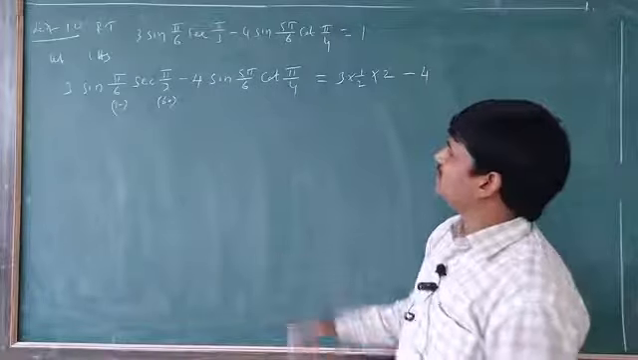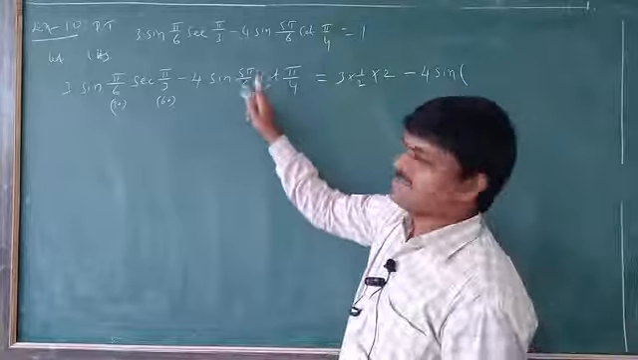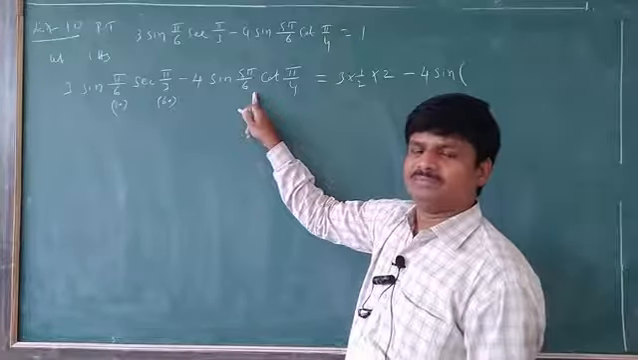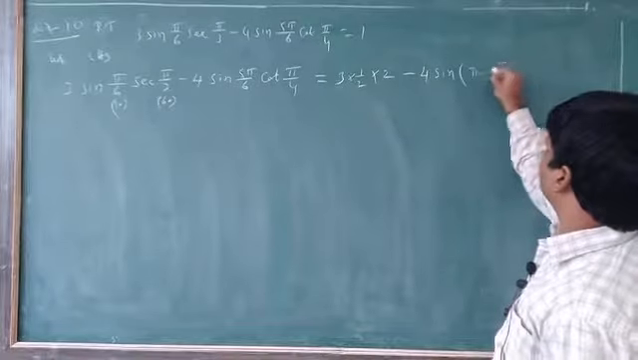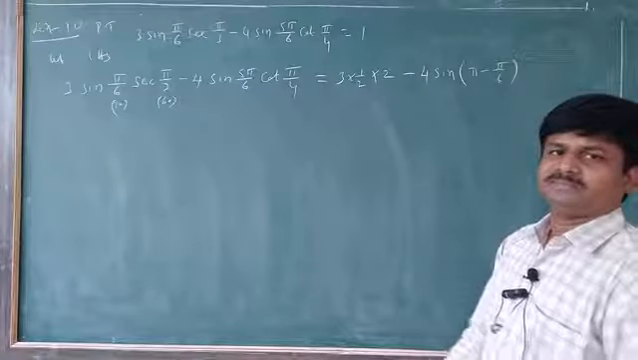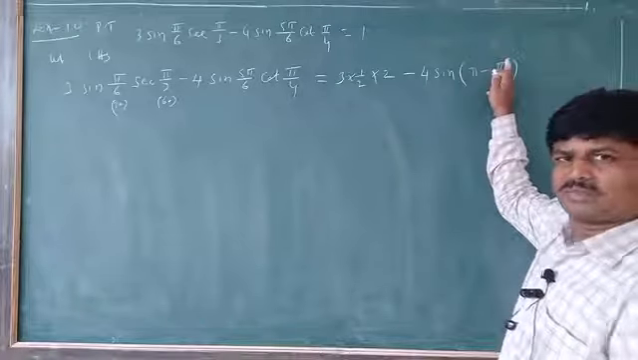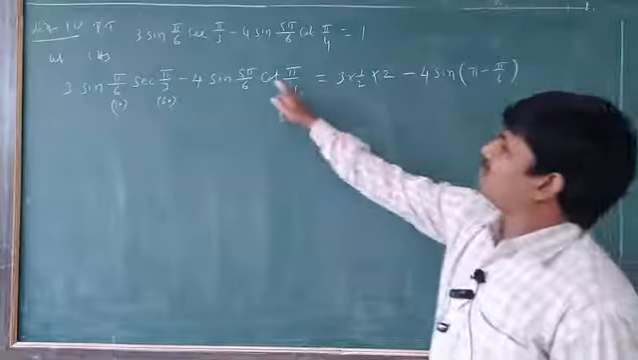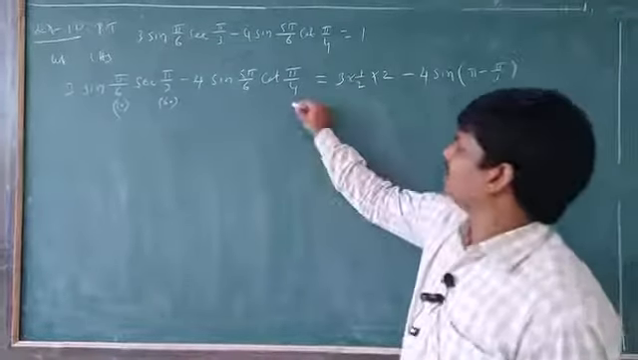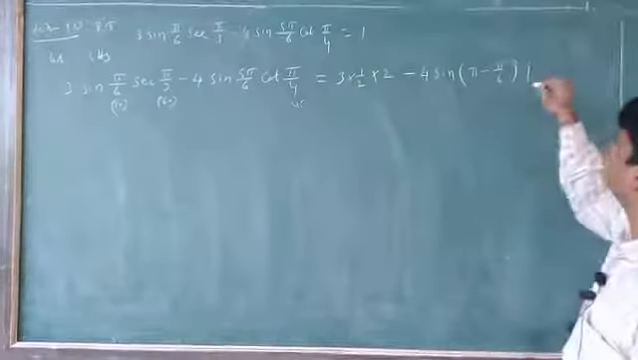How can you find this value? Sin of 5 pi by 6. We already solved this kind of value. How am I writing 5 pi by 6? 6 pi minus pi, by 6. Yes or no? Yes. Cot pi by 4. Pi by 4 means 45. Cot 45 value is 1, into 1.